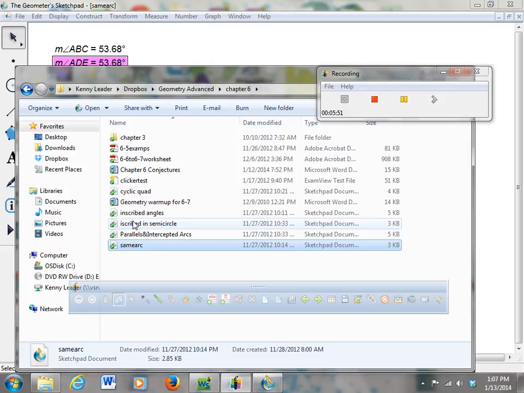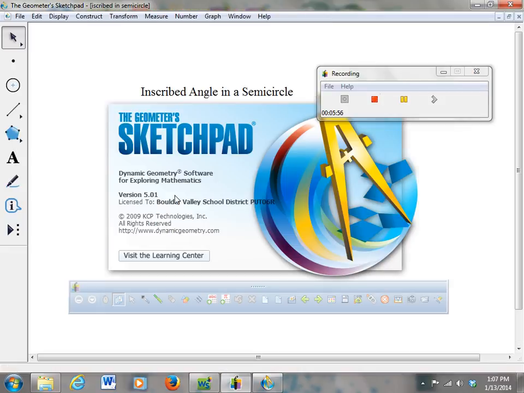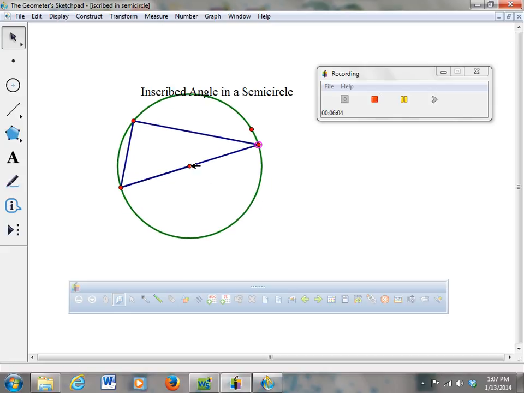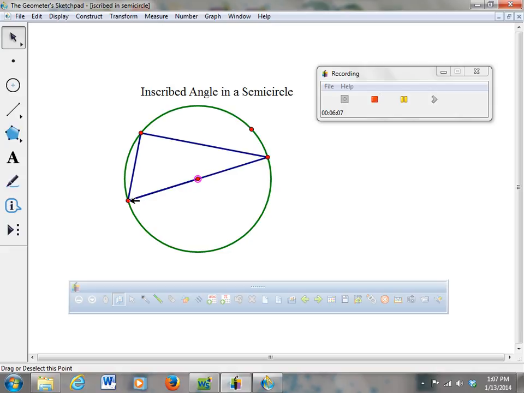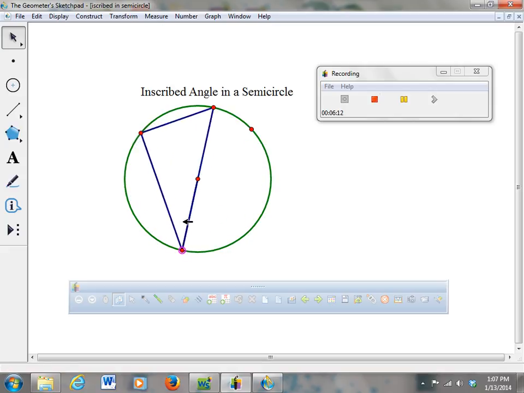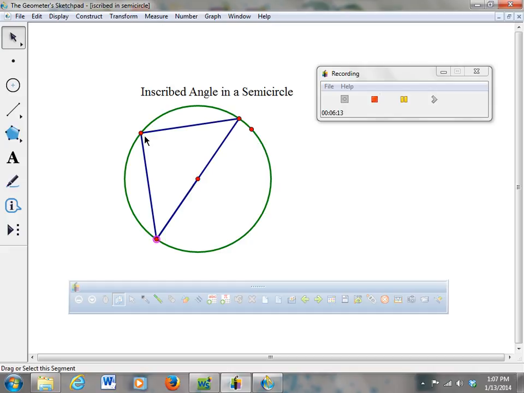Now we're going to look at intercepted arcs, angles inscribed in a semicircle. Here's another one. This is an angle that's inscribed in a semicircle. How many degrees in a semicircle? 180. So how much does this angle have to be? 90, right? Because it's always half of the intercepted arc.